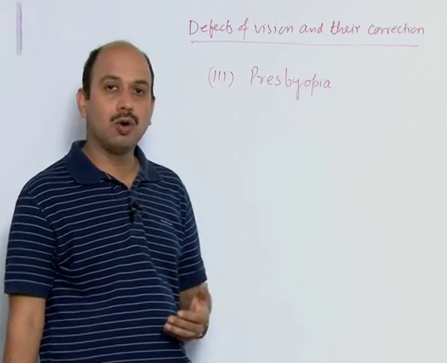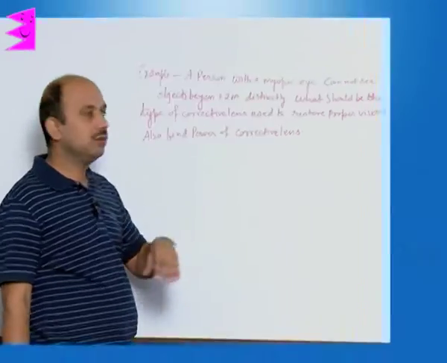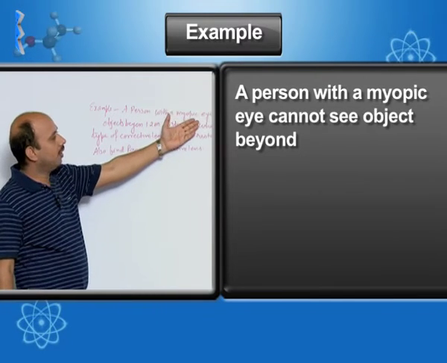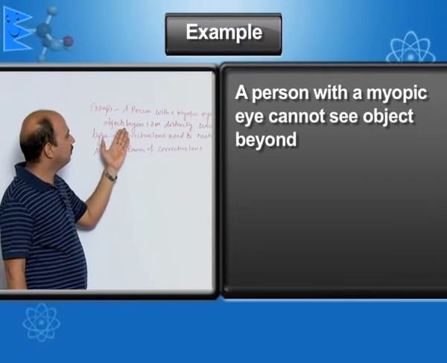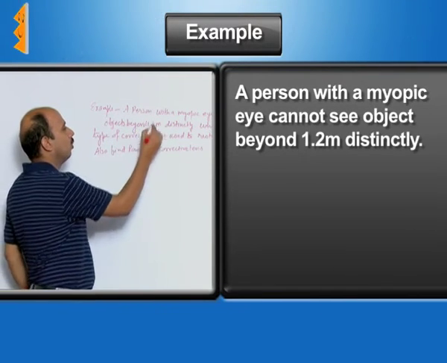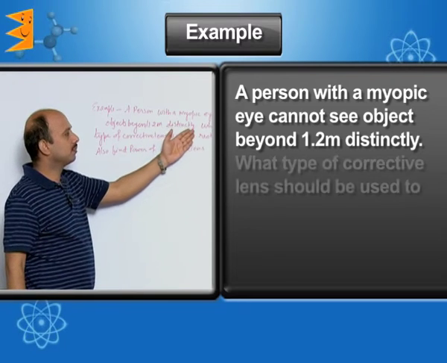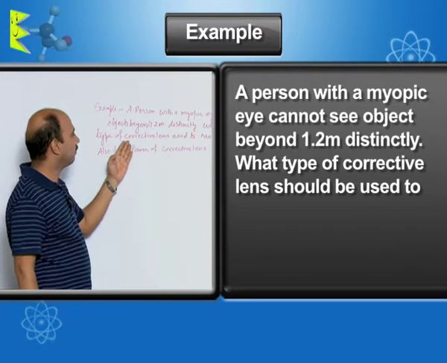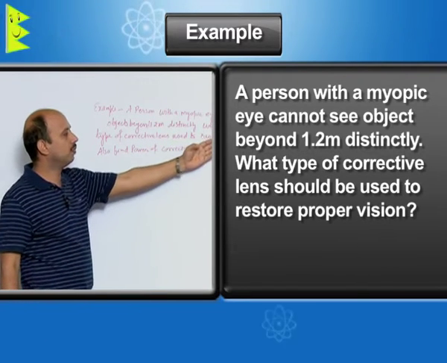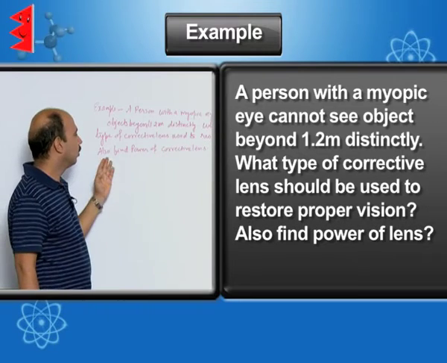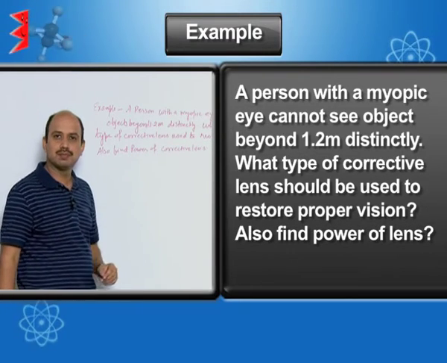So, now we have seen all these three defects. Now, see an example: a person with a myopic eye cannot see objects beyond 1.2 meter distinctly. What should be the type of corrective lens used to restore proper vision? Also find the power of the corrective lens.